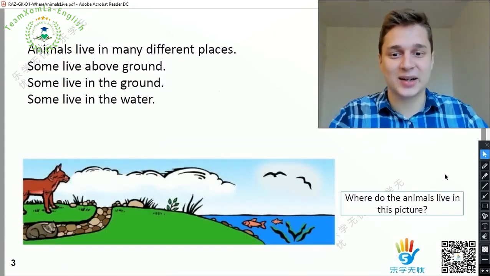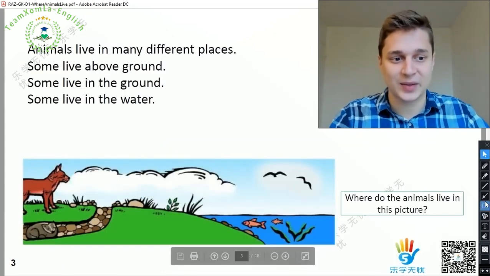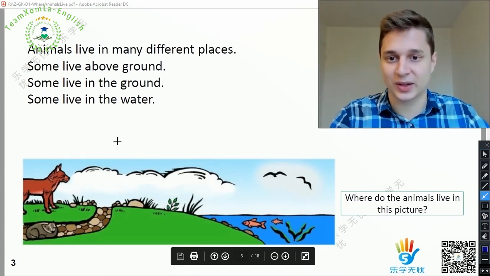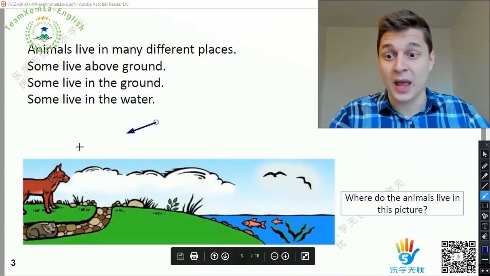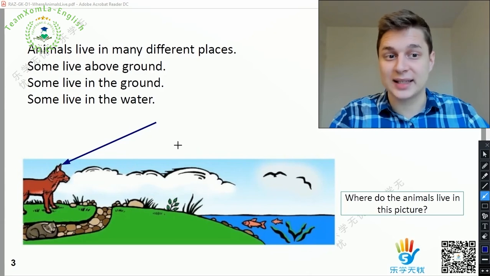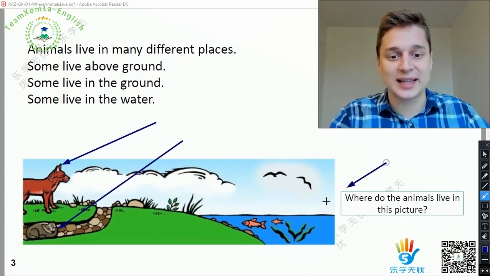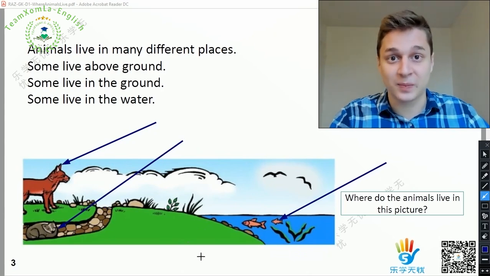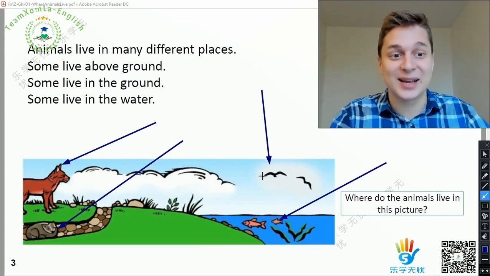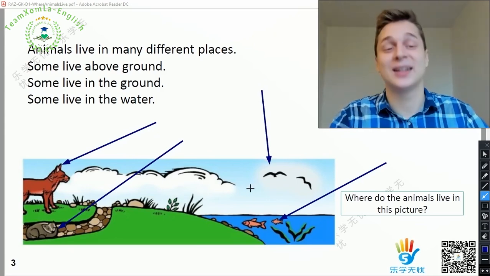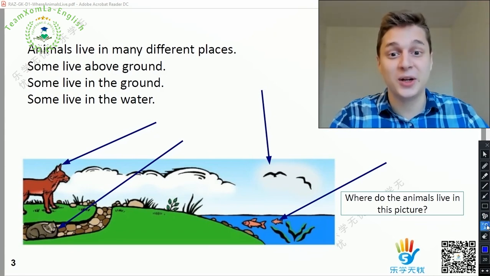Now let's see what are some other places. Let's check out this picture. We see animals on the ground. We see animals under the ground. And of course, we see animals in the water. Is that all the animals in the picture? No, no, no. Some animals live in the sky. Those, of course, are birds.